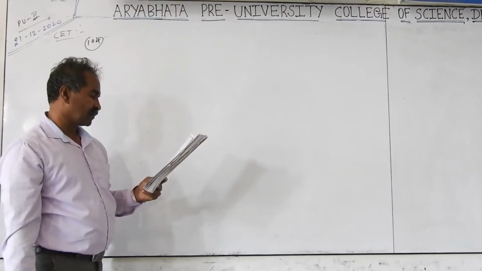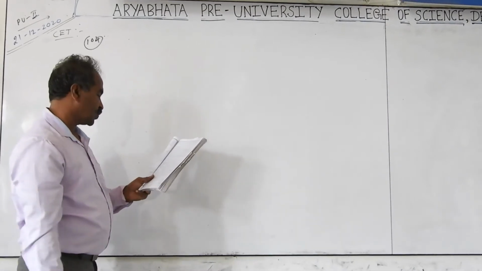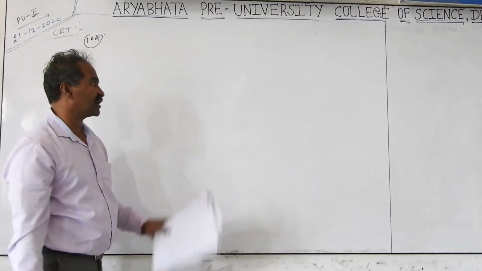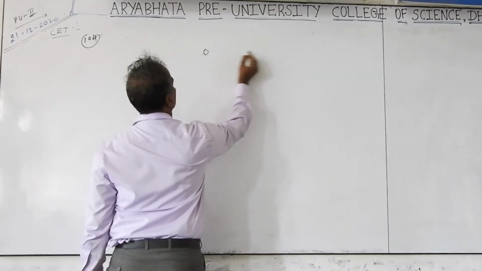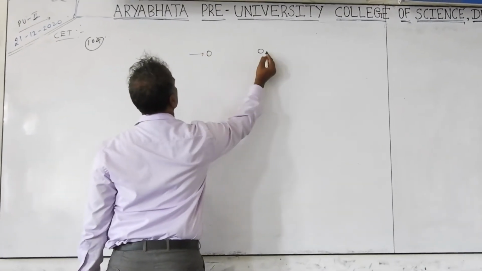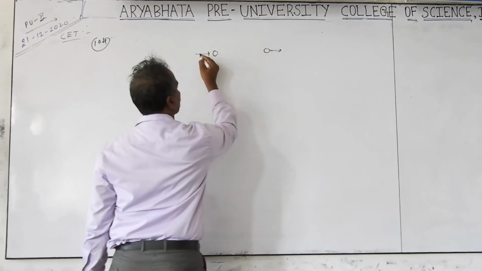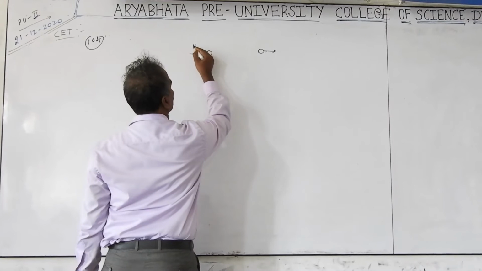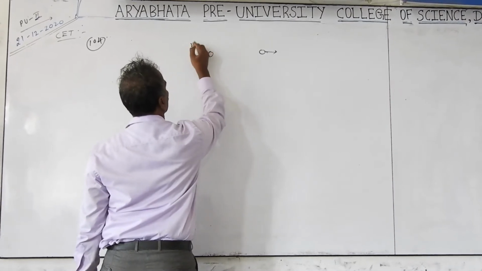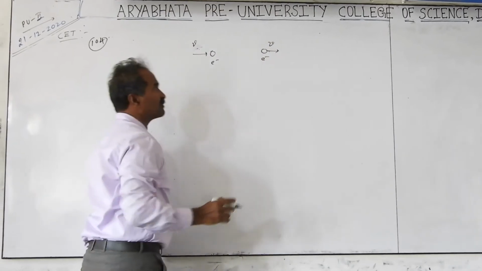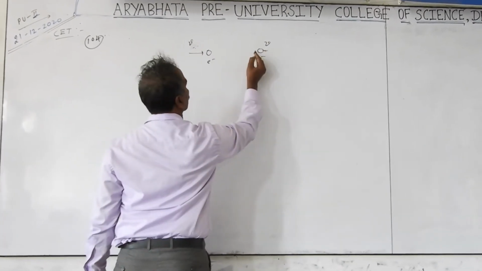Next question number 104. Two electrons are approaching each other with a relative velocity of 10 to the power of 6 meter per second. Actually here it's supposed to be given as same velocities. Relative velocity is given, which means both have equal velocity. This velocity is V, and this is also V. Both are electrons. V and V. Repulsion will be there between these two.